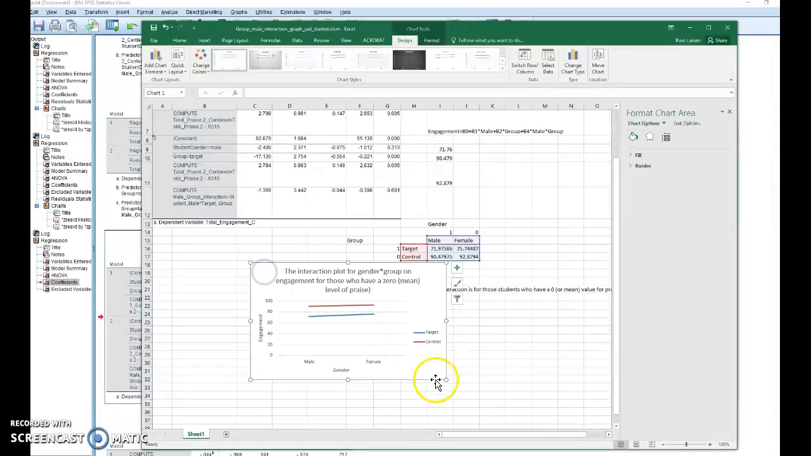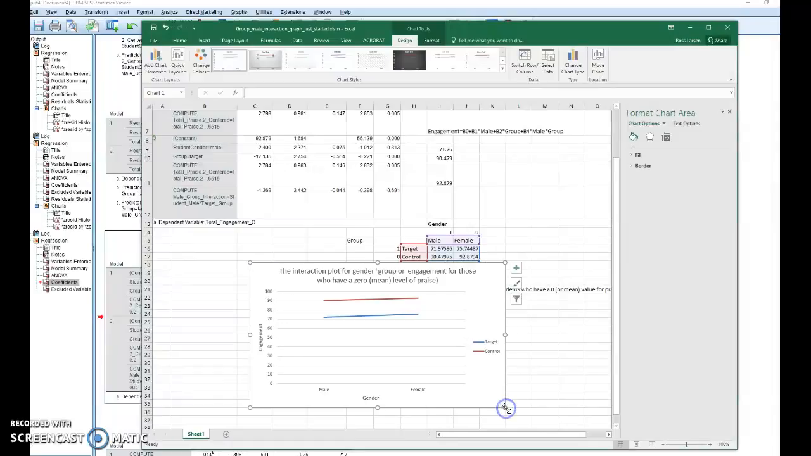And let's look at this graph. So, if I want to have the highest engagement, I want to be in the control group, that's this red line, and to be female. See how female is slightly above it. If I want the lowest engagement, then I want to be in the target group and be male. So there are slight differences. It does depend a little.